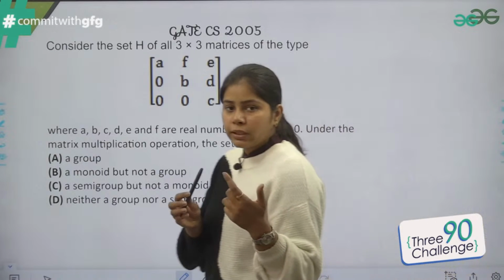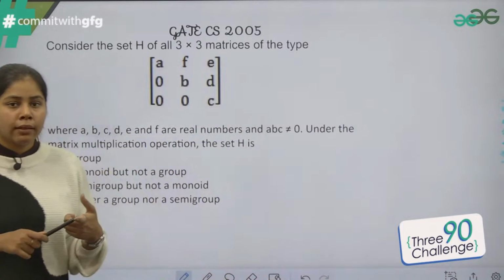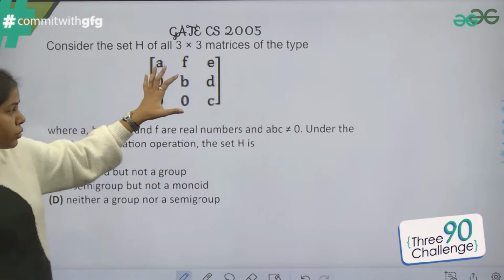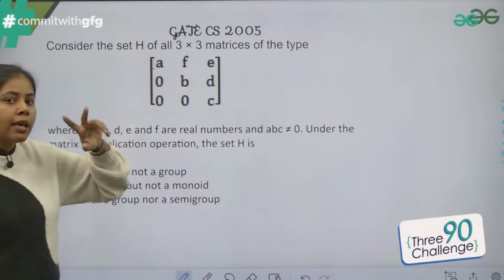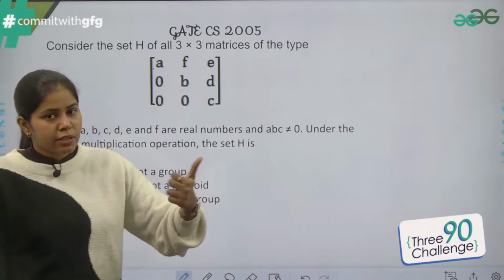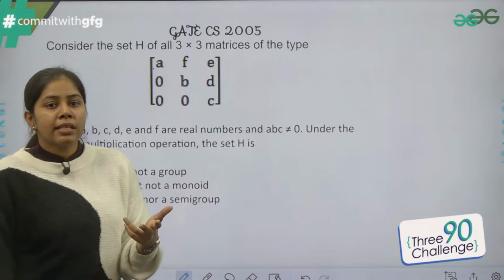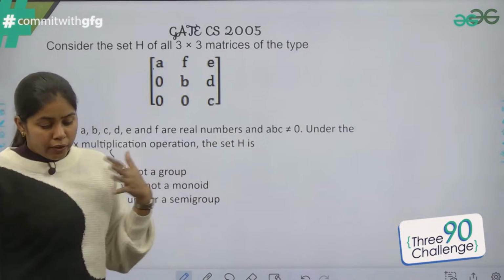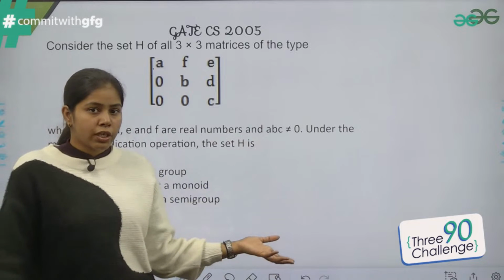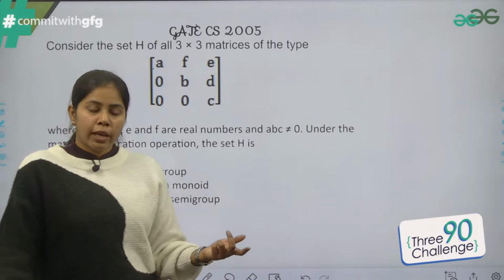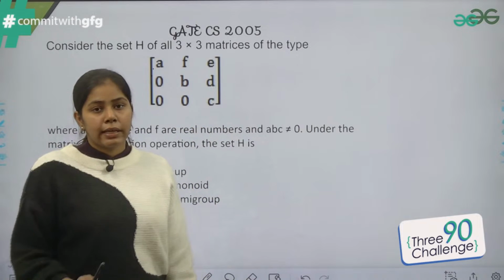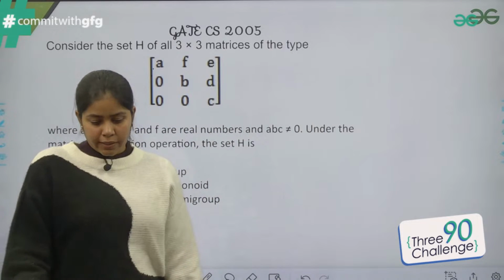What are those properties? First of all, closure exists. If I multiply any two matrices, you can see that this is an upper triangular matrix. If I multiply any two upper triangular matrices, I'll get again an upper triangular matrix. That means closure exists. The second property is associativity. I already know that matrix multiplication is associative. So this is associative. Next property, identity. I have an identity matrix, and the identity matrix is an upper triangular matrix.